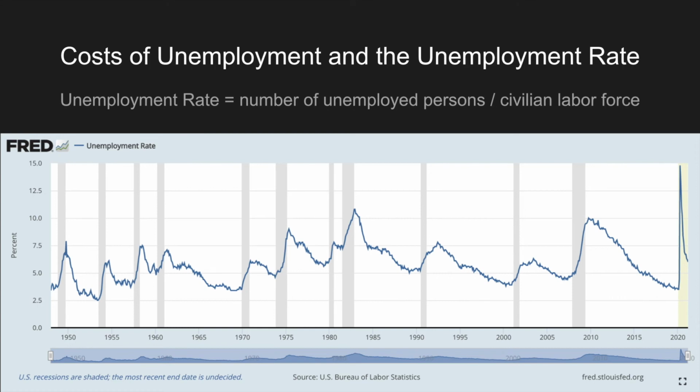During a recession, fewer goods and services are being produced. The amount of labor and other resources required for production is reduced, and people find themselves out of work. The unemployment rate is defined as the number of unemployed persons divided by the labor force.